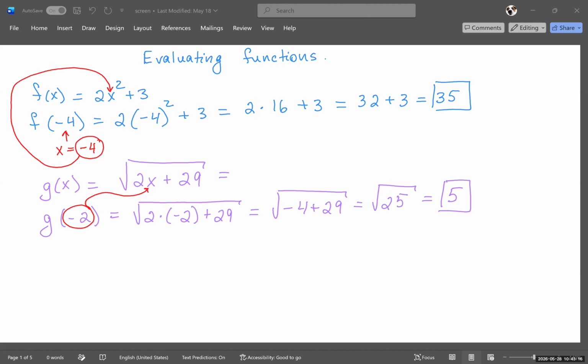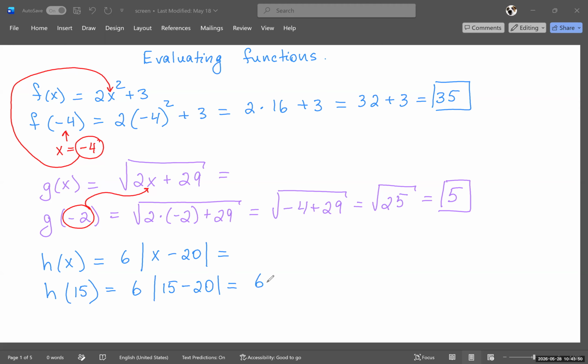Let's try one more example, and we'll try this function. h of x equals, let's try an absolute value function, 6 absolute value of x minus 20, and we're going to do it at x equals 15. So h at 15: 6 absolute value, replace x with 15, minus 20.